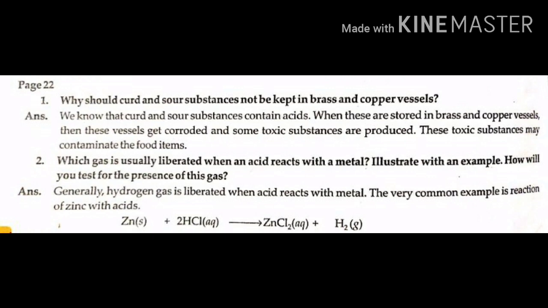Question number 2. Which gas is usually liberated when an acid reacts with a metal? Illustrate with an example. How will you test for the presence of this gas? Answer. Generally, hydrogen gas is liberated when acid reacts with metal. The very common example is the reaction of zinc with acids. Zn plus 2HCl gives ZnCl2 plus H2.